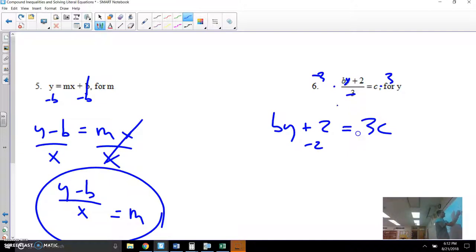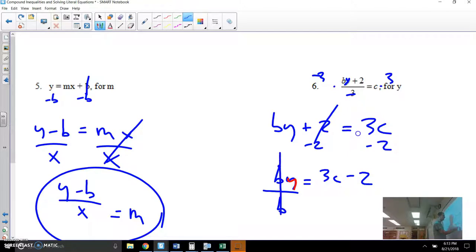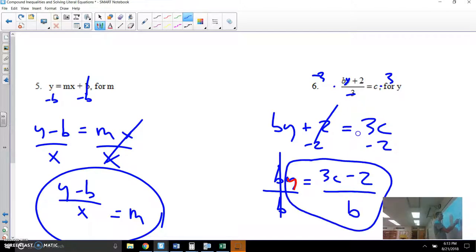Let's subtract 2. by equals 3c minus 2. You don't put those together because 2 doesn't have a c on it. They have to be like terms in order for you to put those together. We almost have this y by itself. Almost. But we've got to divide the b off of it. And there's your answer. y equals (3c minus 2) over b.